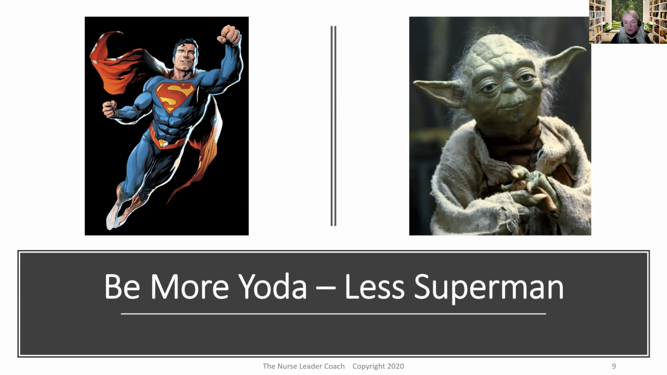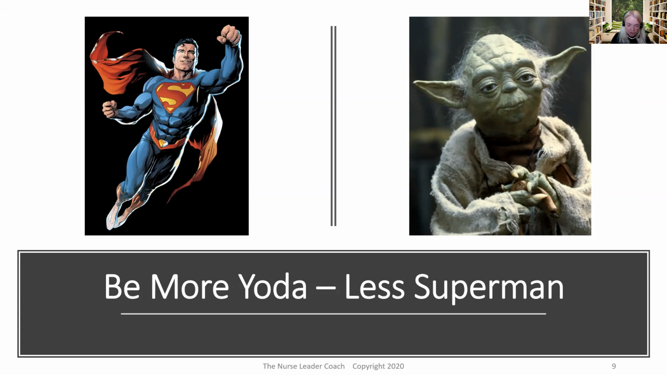Now, the metaphor of Yoda and Superman seems to really resonate with frontline leaders because here's the challenge. As we've discussed in the previous slide, most of you were promoted to your leadership role because you're really excellent clinicians and problem solvers. So naturally, when you move into leadership, you want to continue adding value by your own problem solving.